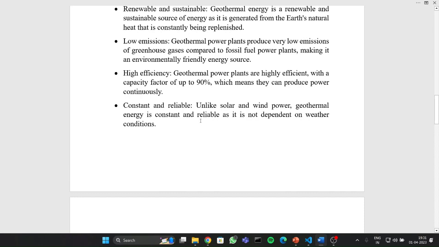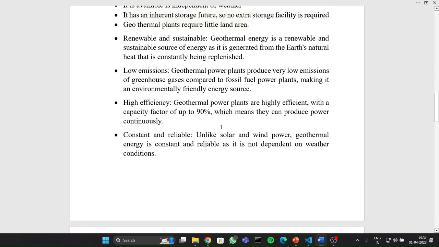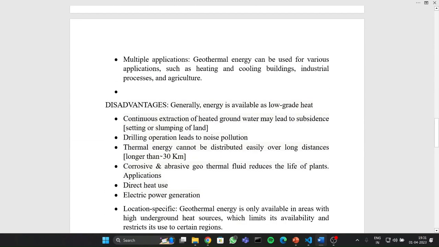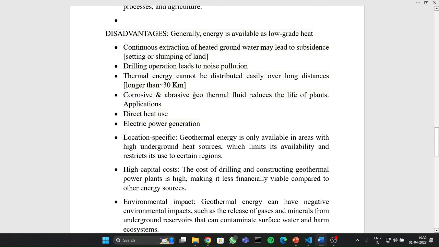Unlike solar and wind power, this runs throughout the year depending on the geolocation. So, other than that, the applications can be such as heating and cooling buildings, industrial processes, and also agricultural applications. Coming to the disadvantages, the heat is a low grade heat that could not be meddled.